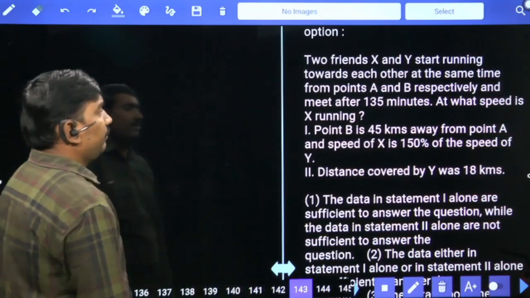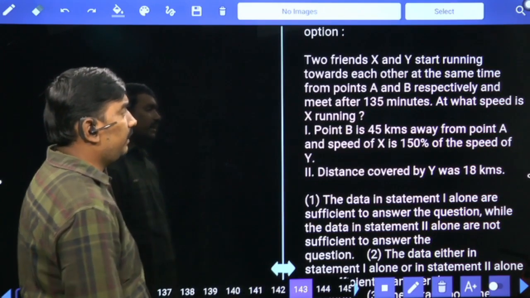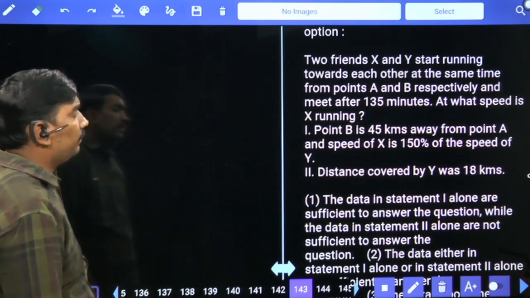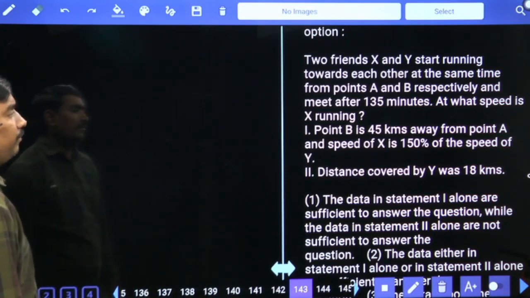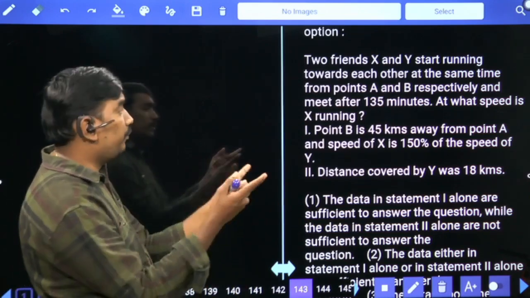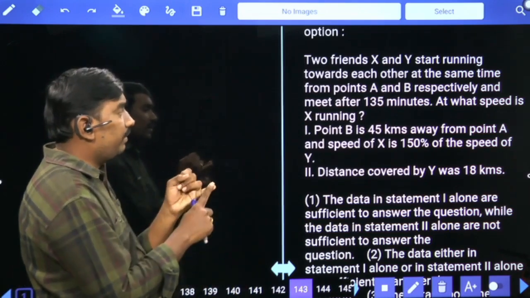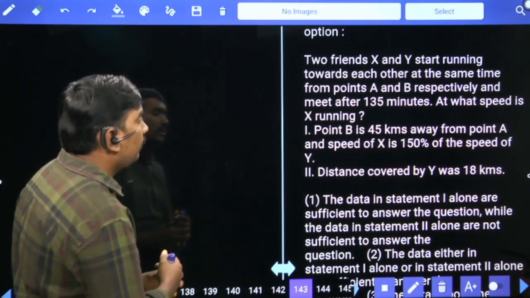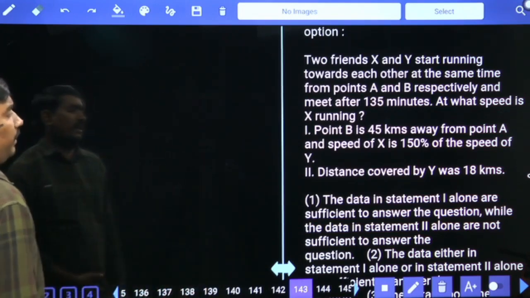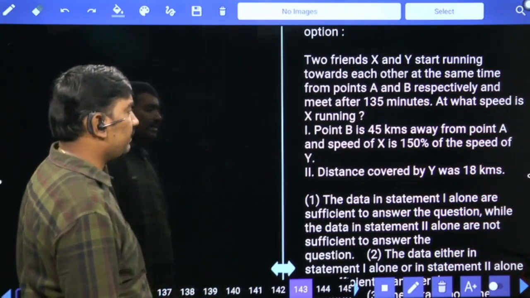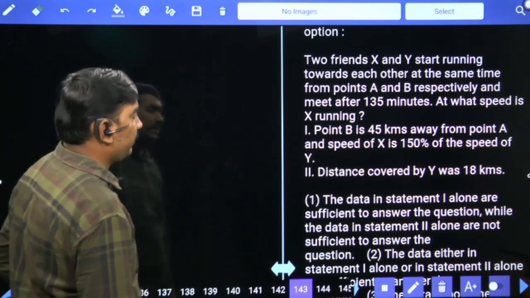Two friends X and Y start running towards each other at the same time from A and B respectively and meet after 135 minutes. At what speed is X running? Towards each other means opposite direction. Time is given, but the distance I don't know, speeds also we don't know. Point B is 45 kilometers away from point A and the speed of X is 150% of the speed of Y.